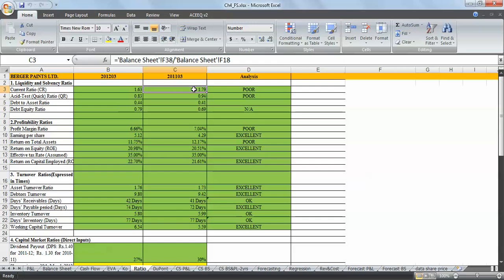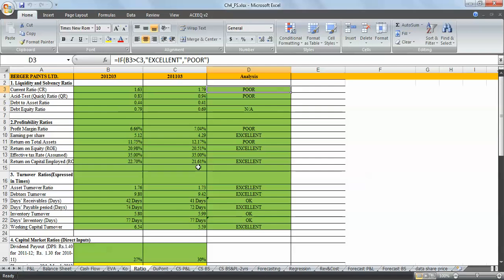Now, how will we understand whether it is better than industry or not, or whether it has developed over the years? Now you see, we use the IF function. If B3 is greater than C3, this one is greater than this one, then it is excellent, otherwise poor. So here we can see that in the current year the current ratio is 1.63 and previous year it was 1.79. So it is poor here.